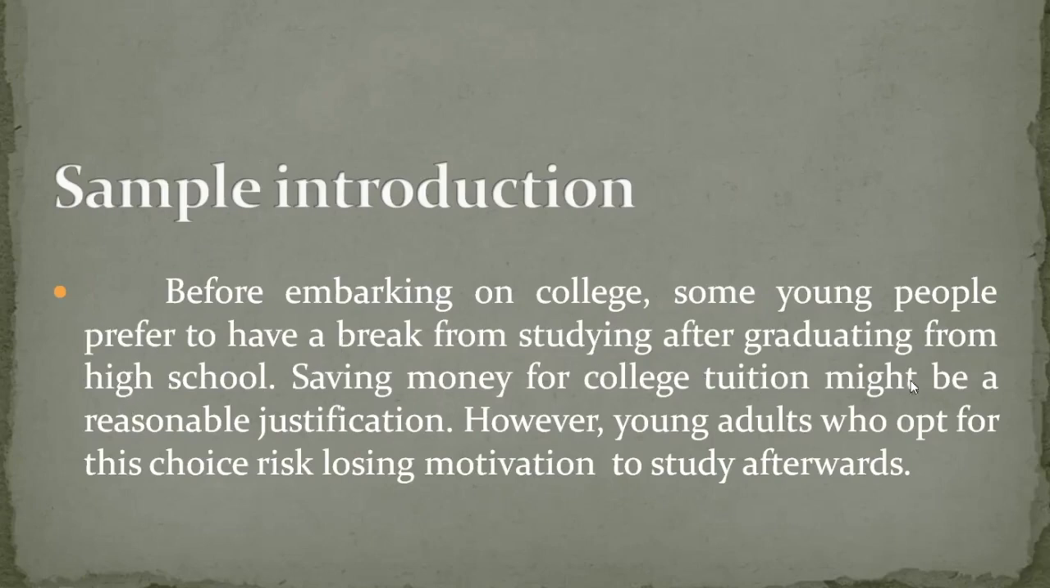Saving money for college tuition might be a reasonable justification. This sentence includes a summary of the advantages that will be illustrated in body paragraph 1, saving money for college tuition. However, young adults who opt for this choice risk losing motivation to study afterwards. This sentence is a summary of the disadvantages that will be illustrated in body paragraph 2, losing motivation. That's it. That's your introduction. 3 sentences, one in which you paraphrase the question, another one in which you summarize body paragraph 1, another one in which you summarize body paragraph 2.